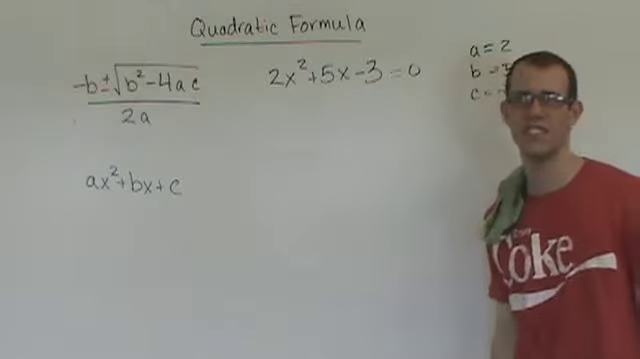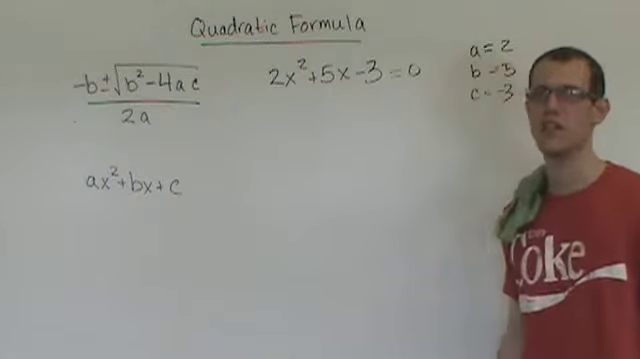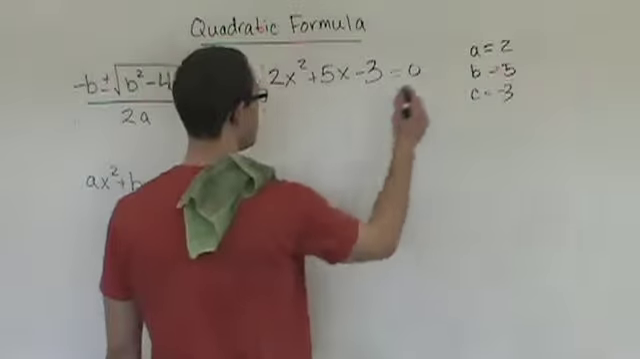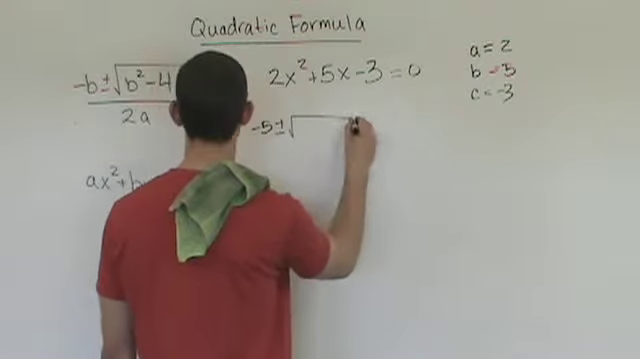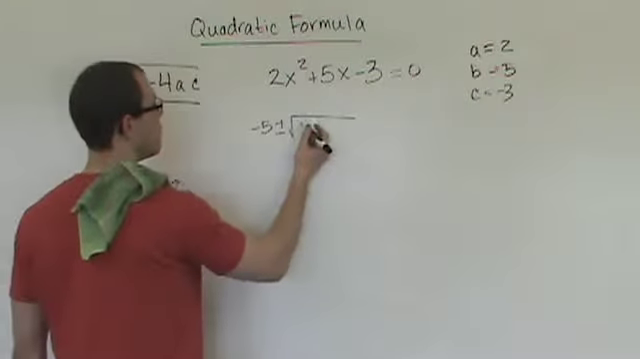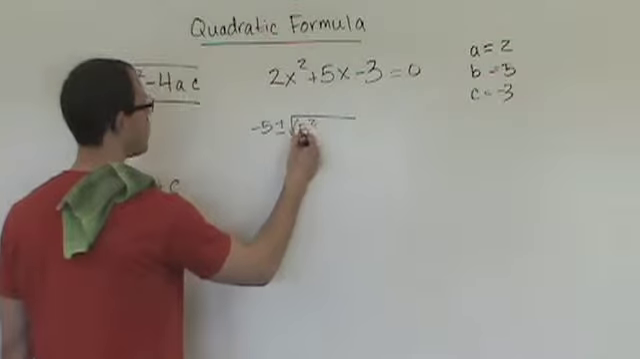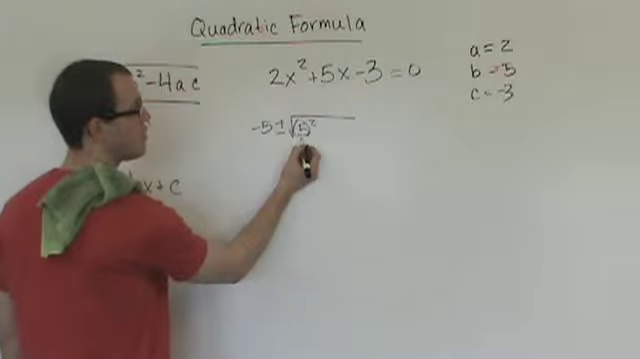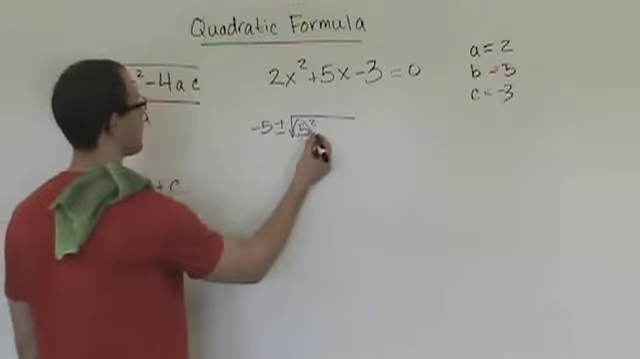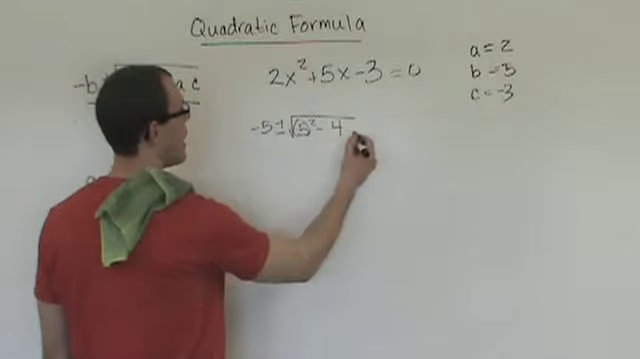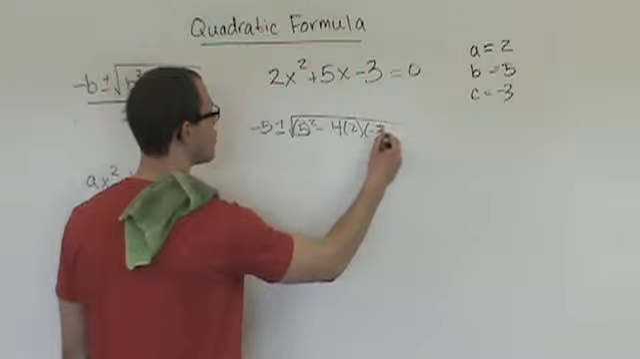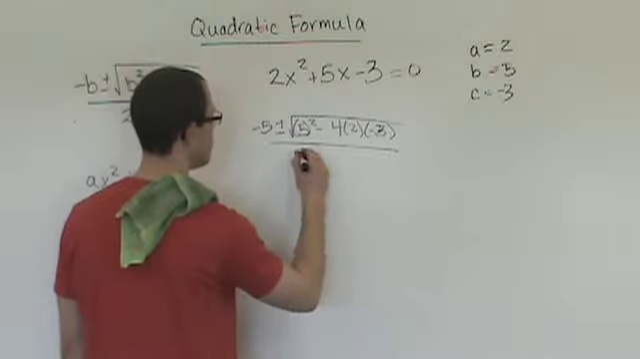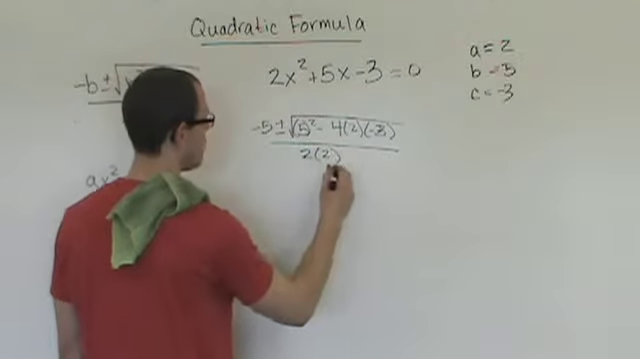Now I don't even have to look at this anymore because I have my letters and I have my formula. I'm just going to plug them together. So negative b, so that's negative 5, plus or minus the square root of b, which is 5, squared. Put parentheses around this number because if it's negative, you don't want to forget squaring the negative part of it as well. Minus 4a, which is a 2, c, which is a negative 3, divided by 2 times a, which is also 2.